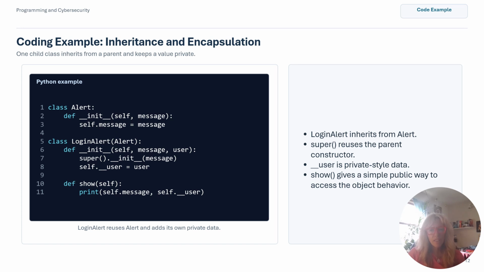Then the child class adds its own extra data, which is __user. The double underscore and user is showing private style data. In simple terms, that means this value is intended to stay more protected inside the object rather than being directly changed from the outside. And that is the encapsulation part, just keeping the data inside the class and controlling how it is accessed. Finally, the show method gives us a simple public way to display the object's information.